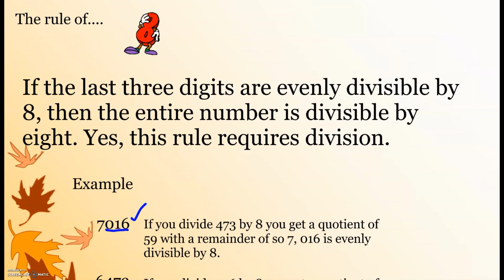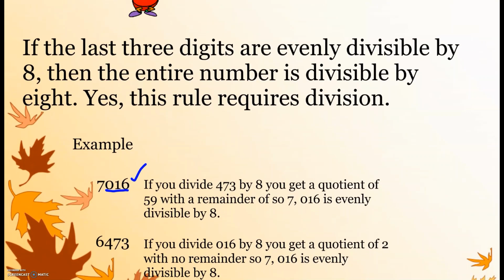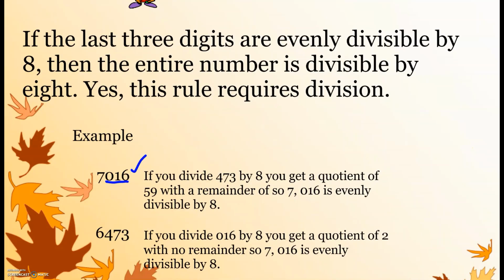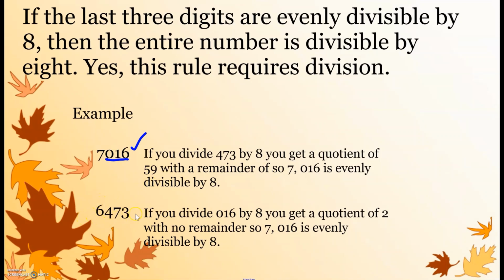Where in this situation, we have 6,473. I'm going to have to divide and see. So instead of dividing 6,473, all I have to do is divide 473 to see if I get a quotient with no remainder. But unfortunately, in this situation, you get a quotient of 2, but you have a remainder of 7. So in this situation, it's not divisible by 8. So yes, there is some division required, but if you were dealing with a number in the millions, at least you're not dividing that huge, huge number. You're just looking at the last 3 place values.